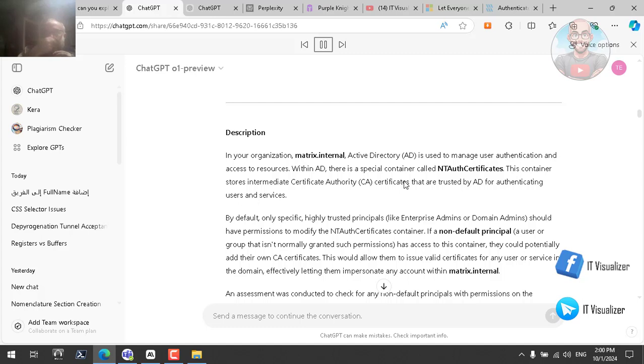Understanding NTAuthCertificates permissions in Active Directory. A real-world example with matrix.internal. Description. In your organization, matrix.internal, Active Directory (AD) is used to manage user authentication and access to resources. Within AD, there is a special container called NTAuthCertificates. This container stores intermediate certificate authority (CA) certificates that are trusted by AD for authenticating users and services.